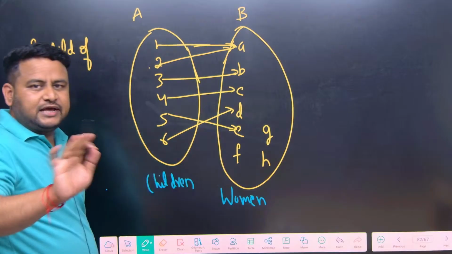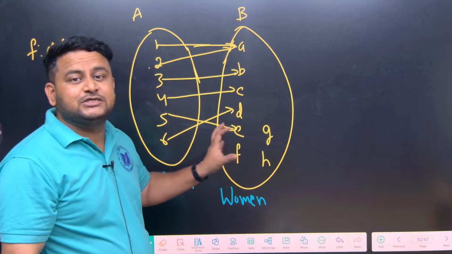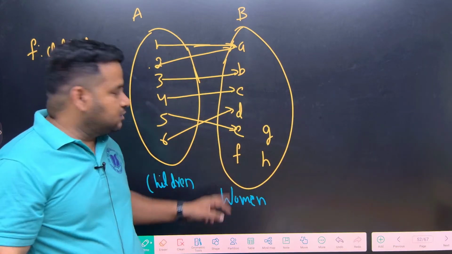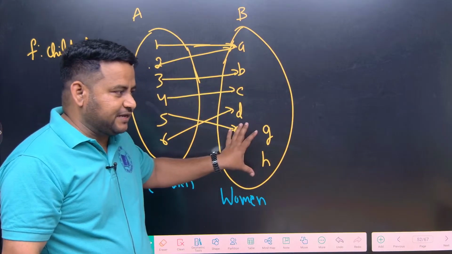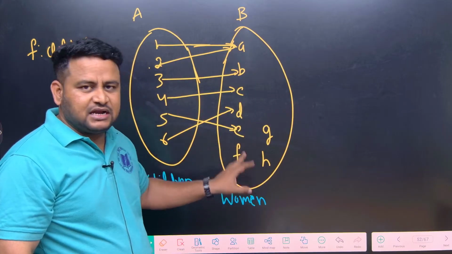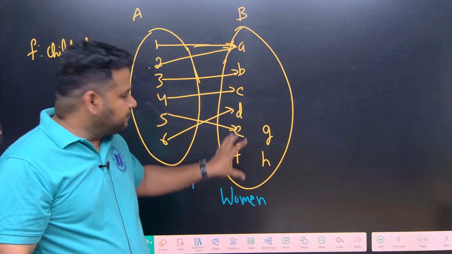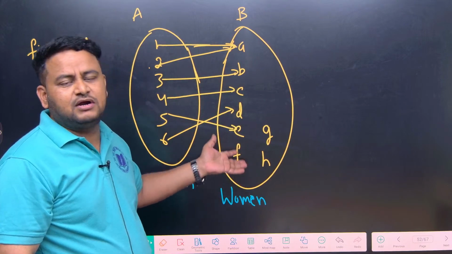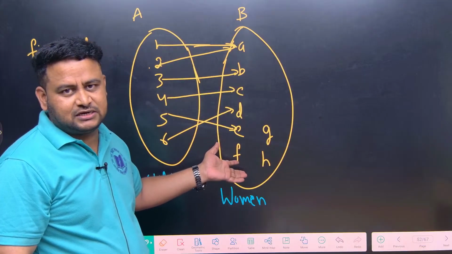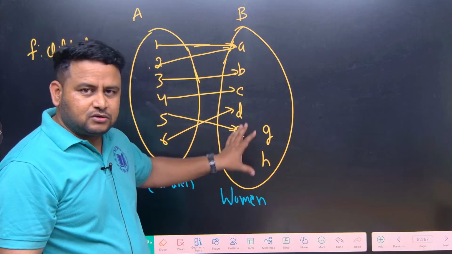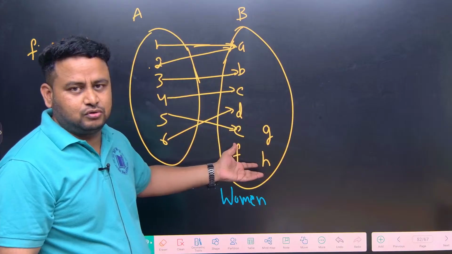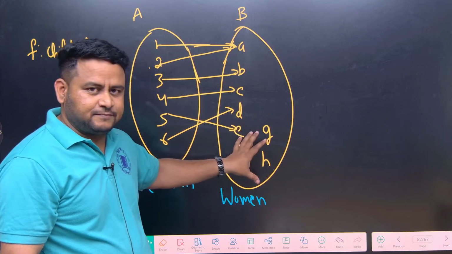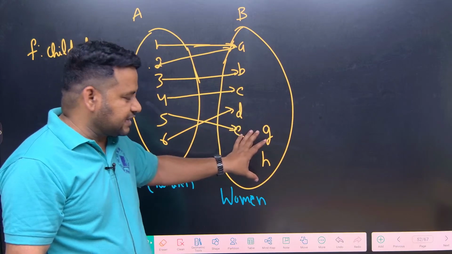But they have not told us that every element in set B should be connected. No, they have not told like that. So F, G, H can be left empty like this. Why? Because they are women, they may be mothers, but they need not have children. So set B is totally fine if it is not connected also. If it is not connected also, it is correct.